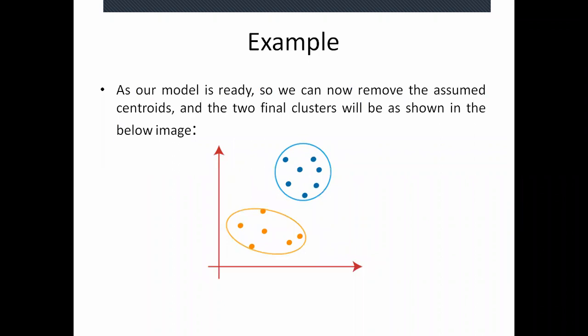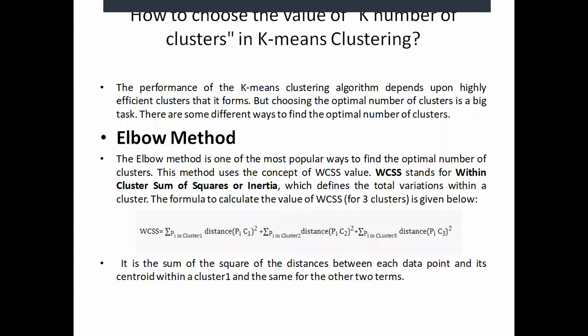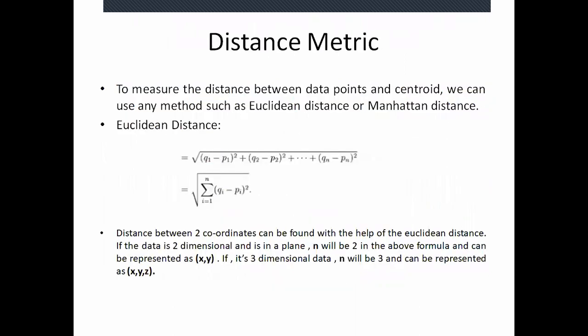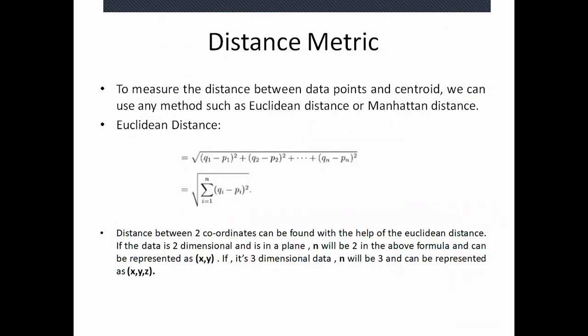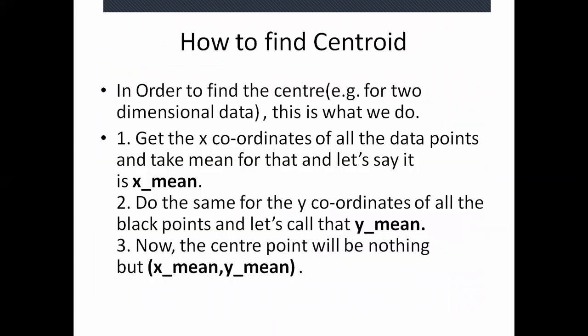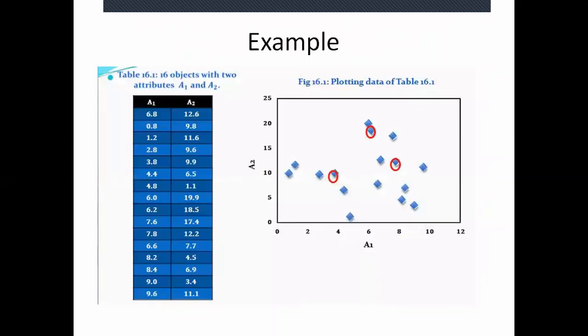After this, there won't be any reassignment, and your centroids are going to remain the same. So you will get these two clusters. I think the basic idea of this is clear to you. Before taking this, that is, how to find the value of k and what the distance metric is, I'll take one example.